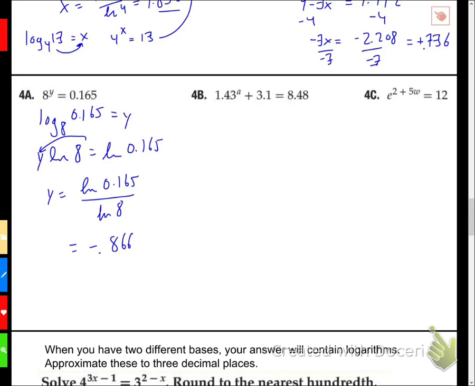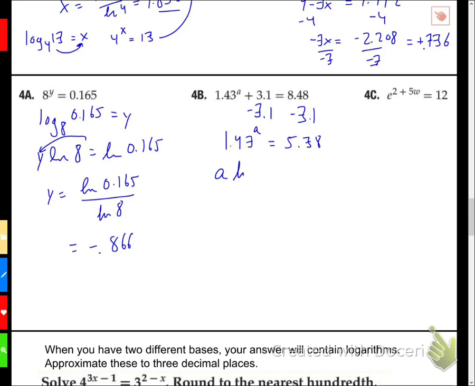Okay, next one here. All right, we got some uglier numbers. Let's subtract 3.1. You have to isolate your base first, before doing these logarithms. So 1.43 to the a is equal to 5.38. All right, so now I can natural log both sides.